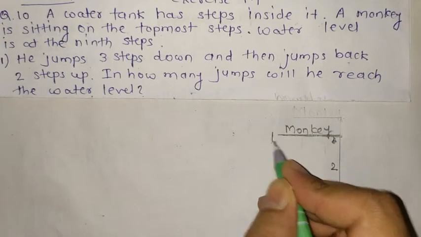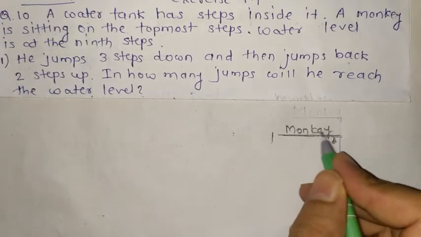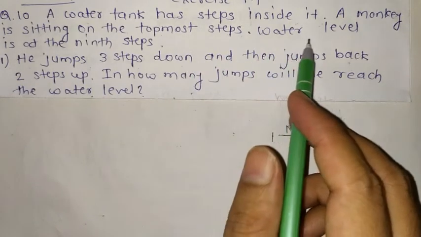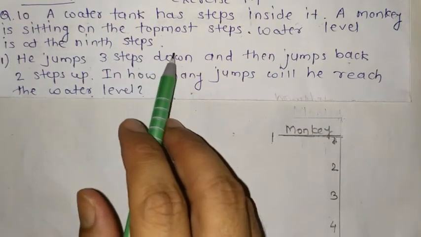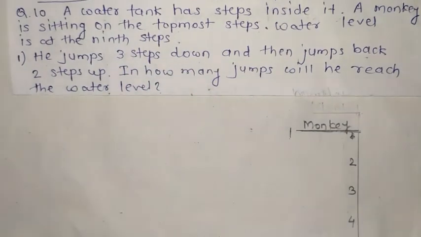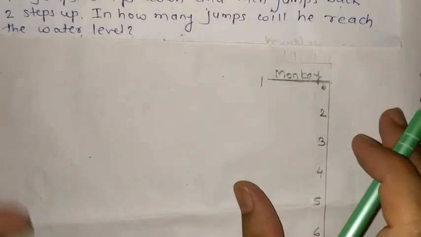Suppose this is step number 1. So in step 1 the monkey is present. Then the water level is at the 9th step, means for going into the water level the monkey has to pass a total of 9 steps. So this is step number 1, by default the monkey is present. Step 2, 3, 4, 5, 6, then 7, 8 and downside the last step is 9. So this is the diagram structure.